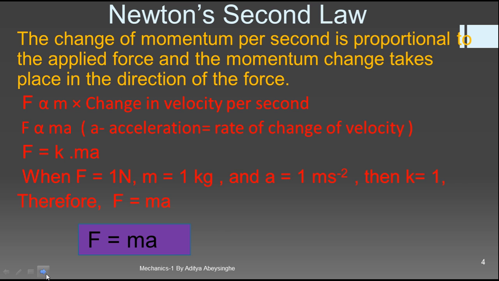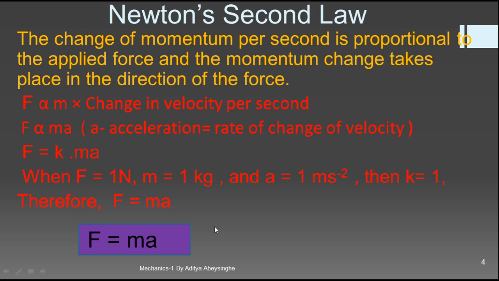Here I'll explain Newton's second law. Newton's second law is about the acceleration of an object, and it's due to the change of momentum. According to Newton's law, the change of momentum per second is proportional to the applied force, and the momentum change takes place in the direction of the applied force. So F is proportional to the change of momentum per second.